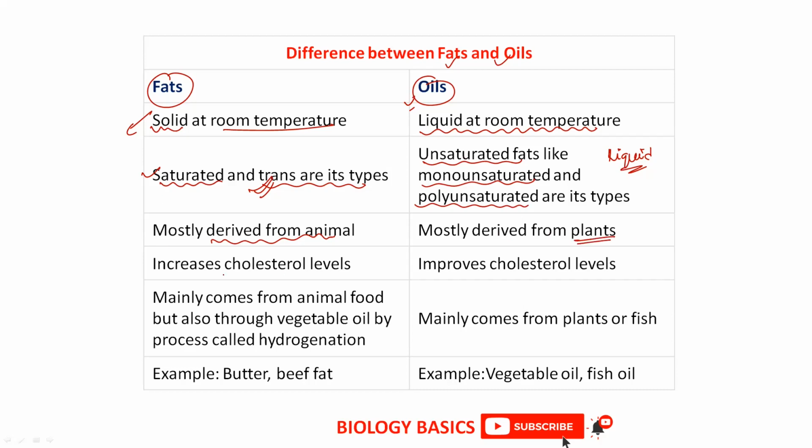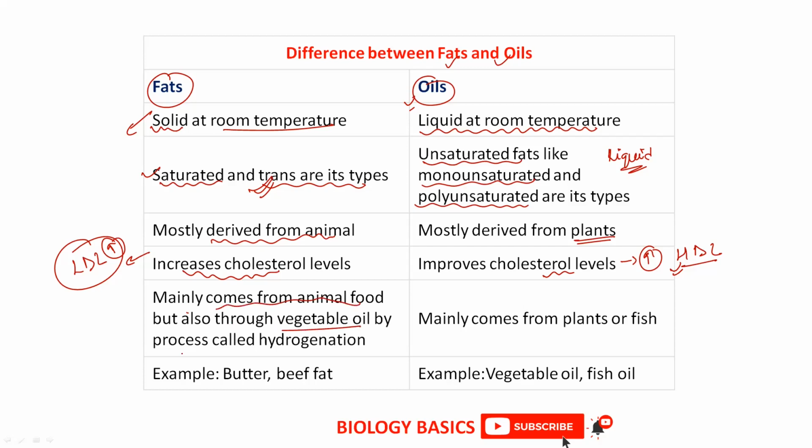And these fats increase the cholesterol level. Specifically, the LDL kind of cholesterol is increased in this way, whereas oils improve the cholesterol level by increasing the production of HDL. HDL kind of cholesterol is being synthesized. So this is better cholesterol, known as the good cholesterol, if we compare it with LDL, which is the bad cholesterol.